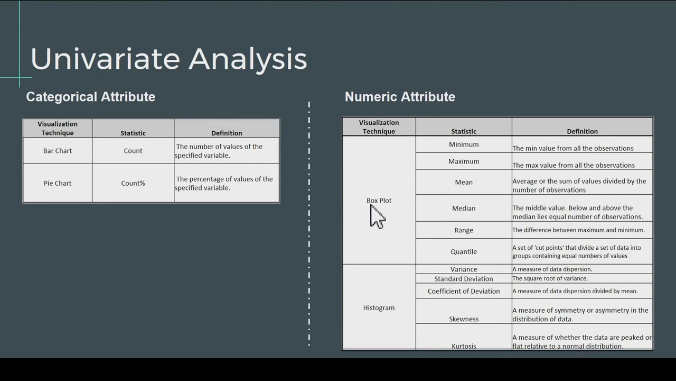And to understand more important or more advanced measures about the data set, we have a histogram which will help us understand variance, standard deviation, coefficient of deviation, skewness, and kurtosis. So the visual tour I gave you is a simple example just to give you a visual experience about how these different measures look like and how are they calculated.